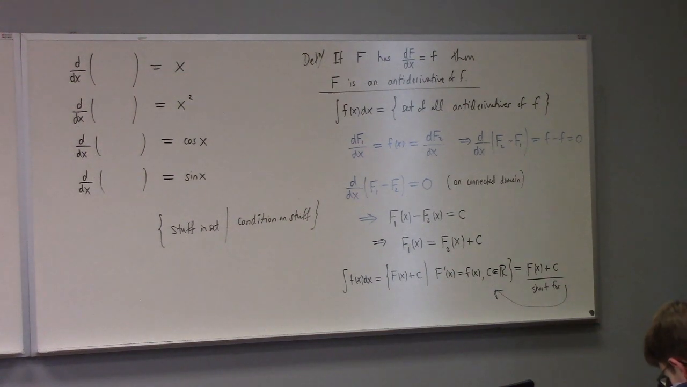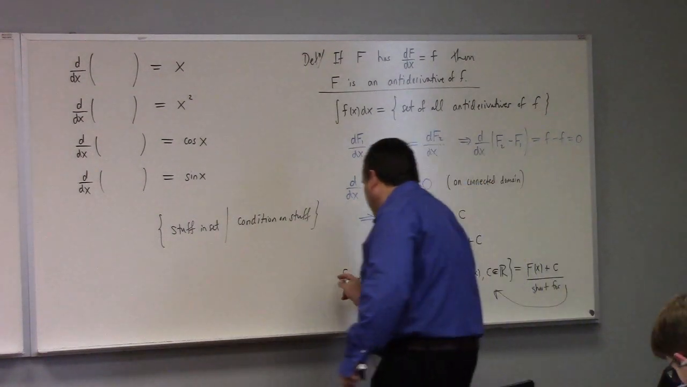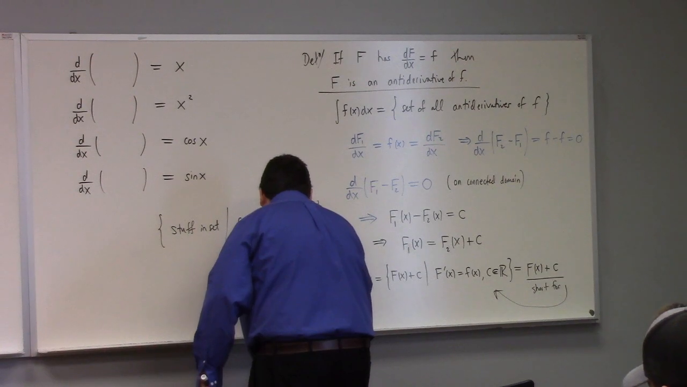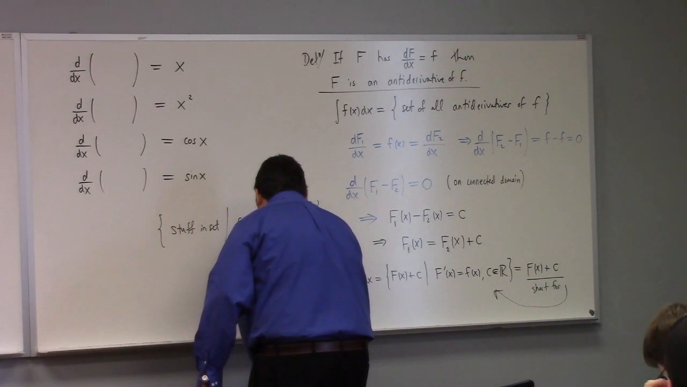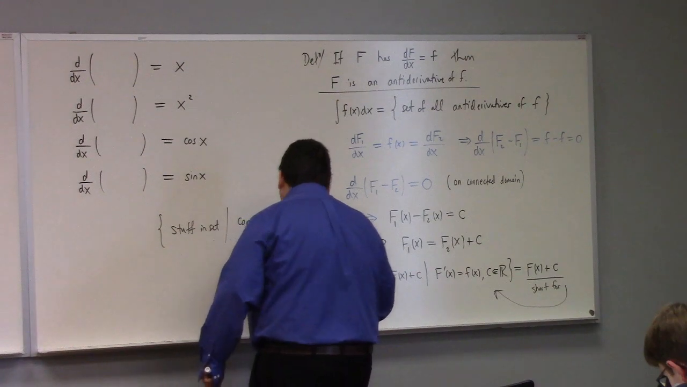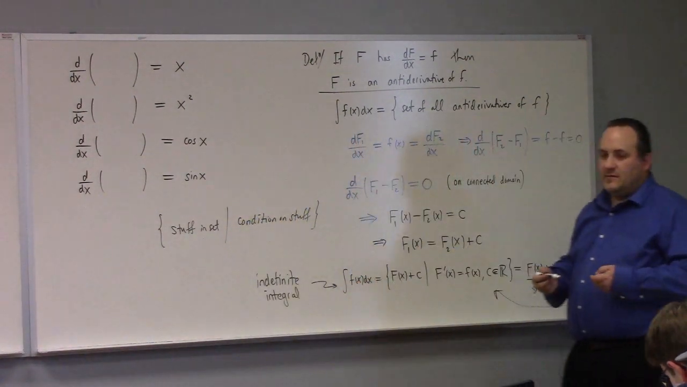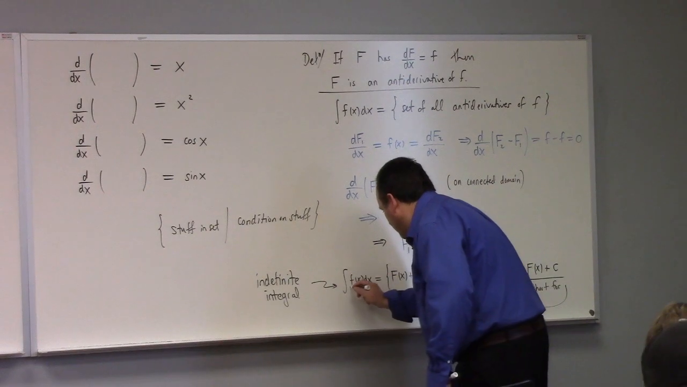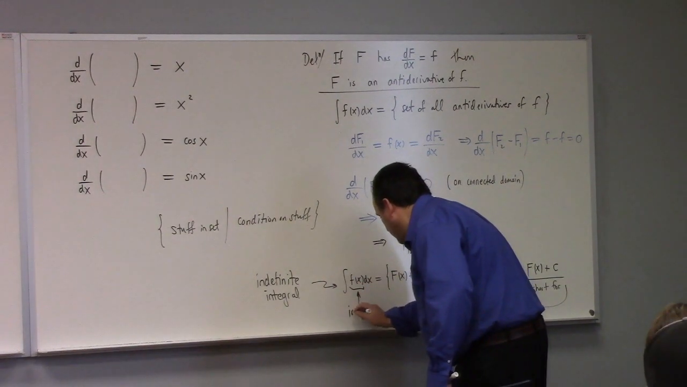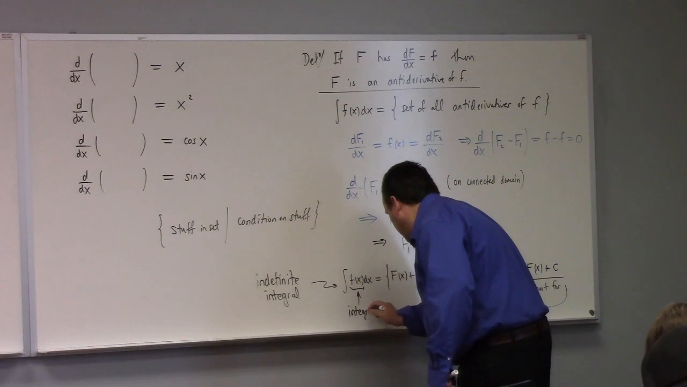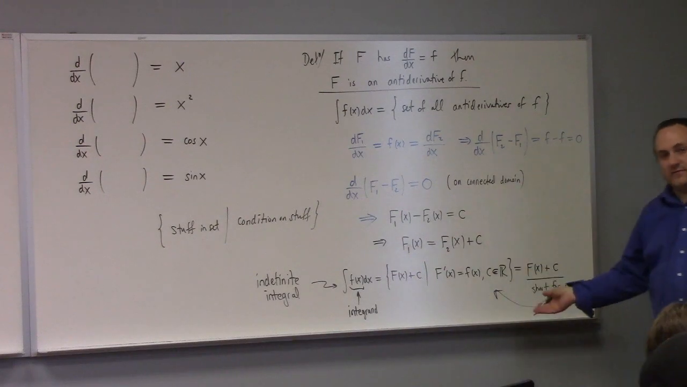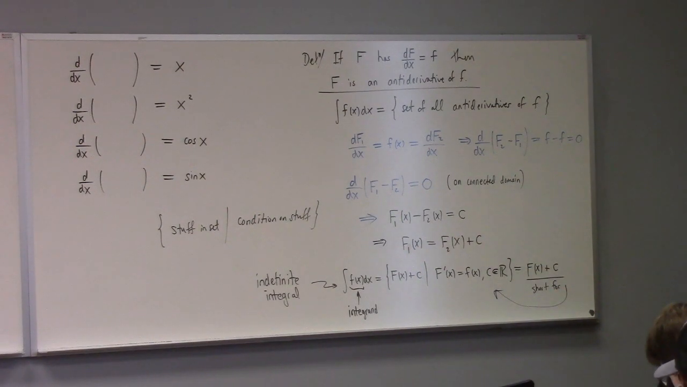Now, this right here is called the indefinite integral. The indefinite integral is just a fancy name for the set of all possible antiderivatives for the function. And the little f has a name too: the little f is called the integrand. So the integral of the integrand is a token antiderivative plus a constant.